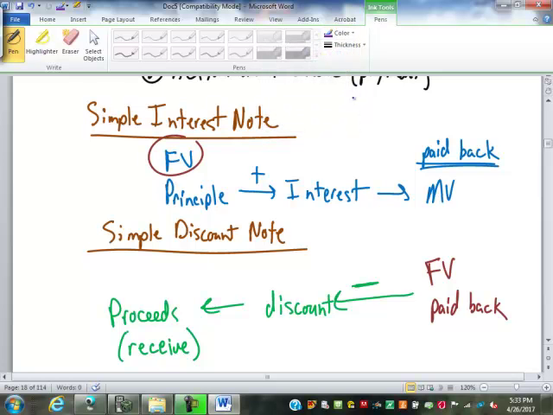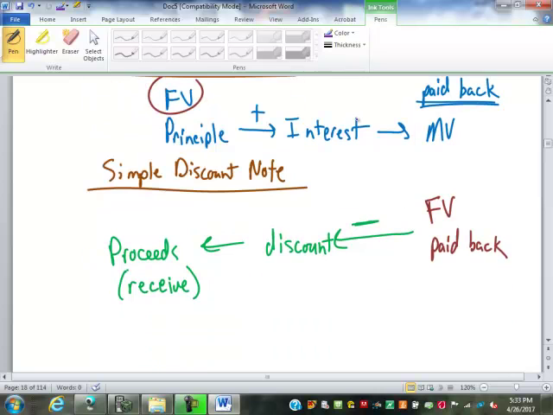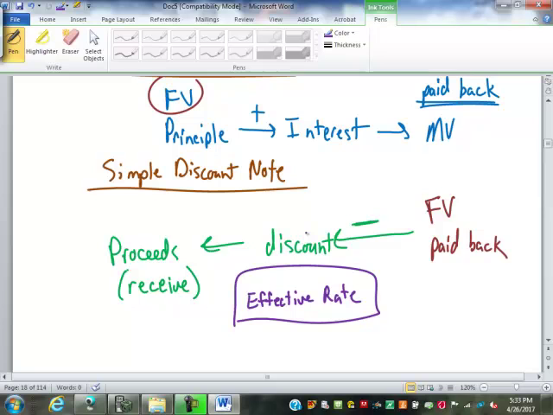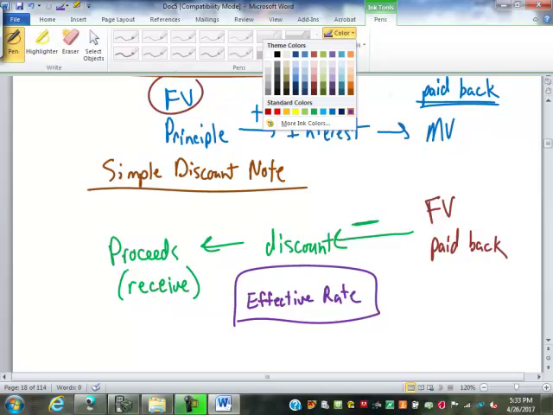Because of this structure on that simple discount note, the stated rate is not the same as the effective rate. So there's an effective rate you have to find for a simple discount, or you don't have to, but you can be asked to find an effective rate for a simple discount note.